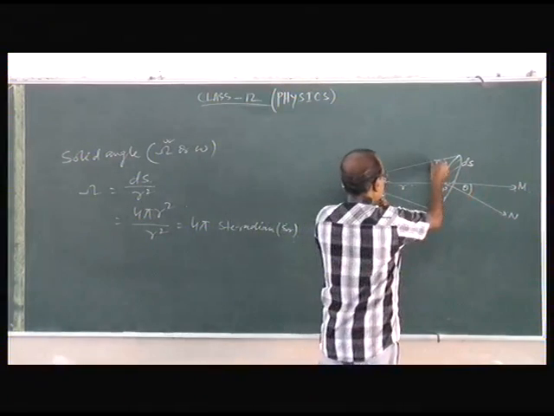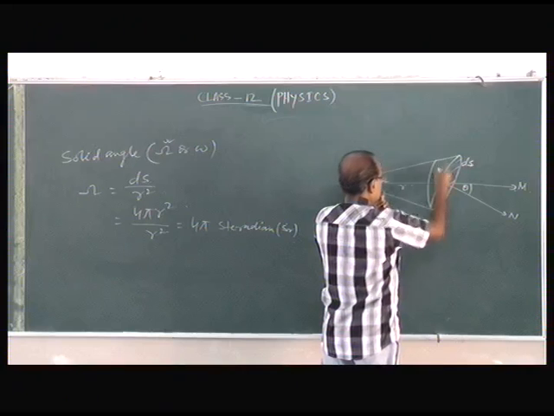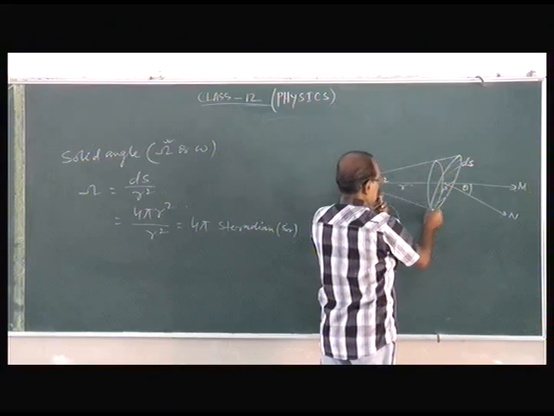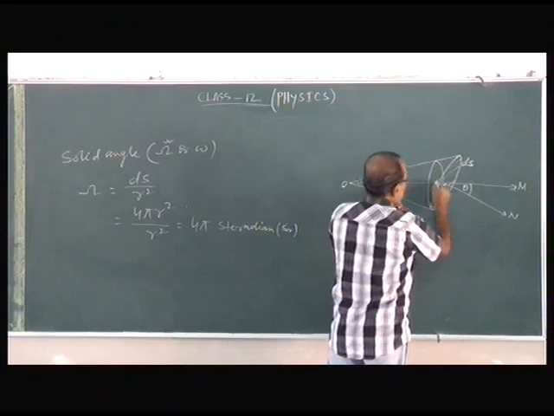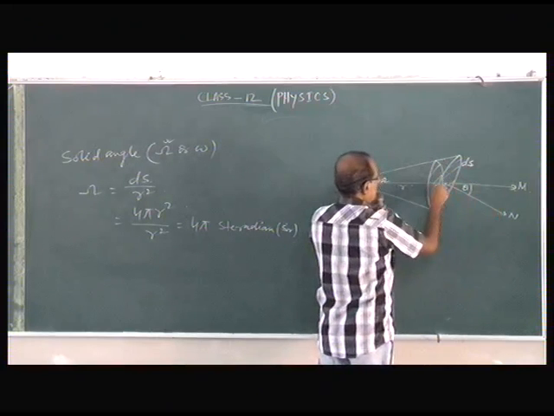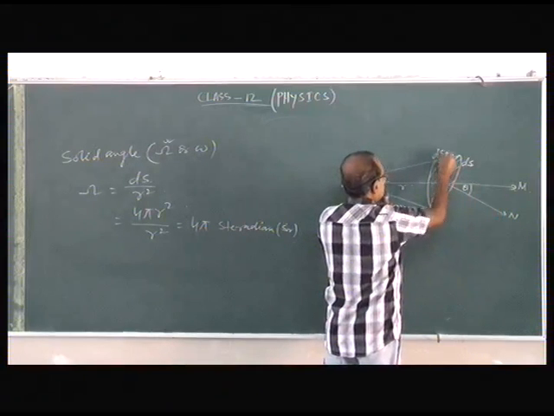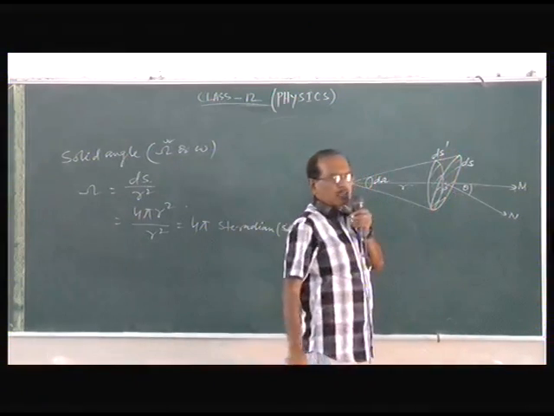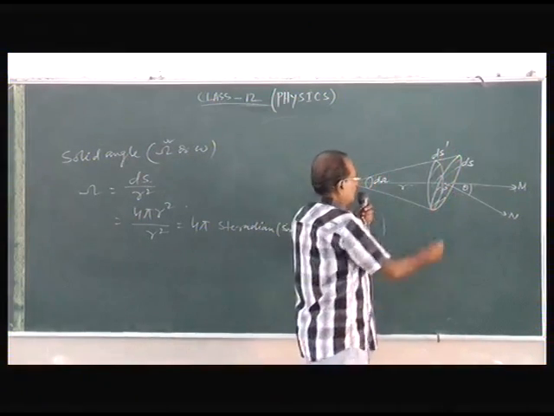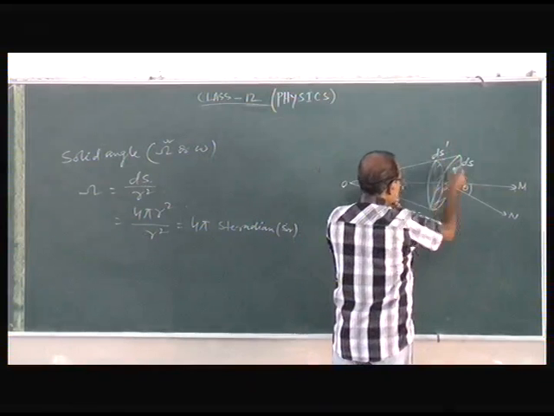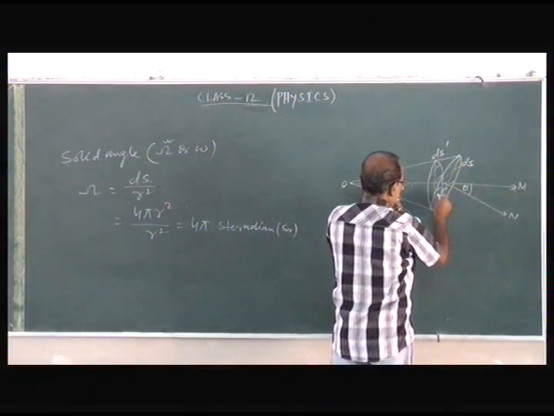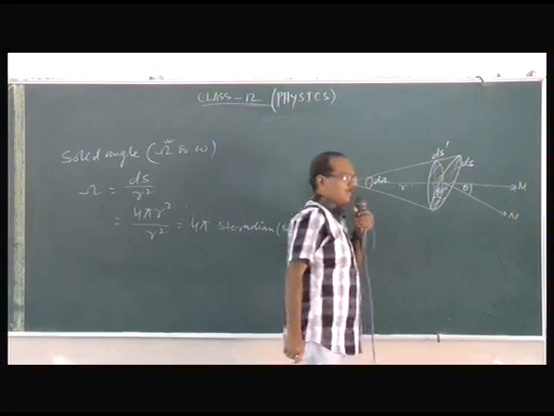Also, we can draw another surface where this PM is normal to this surface, say this one ds dash. So then the angle between these two surfaces again will be what? How much? Theta.